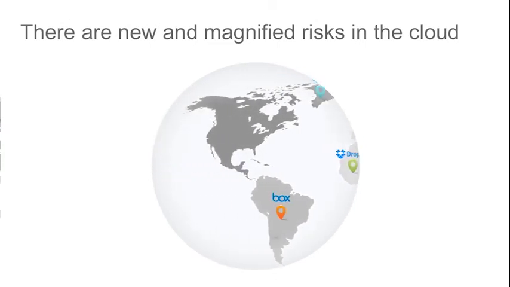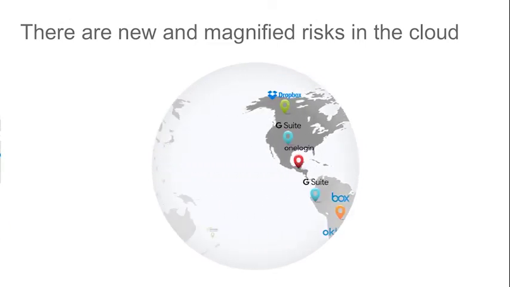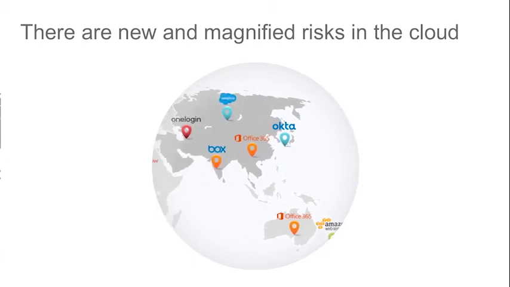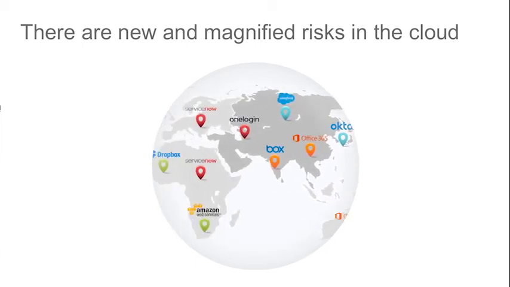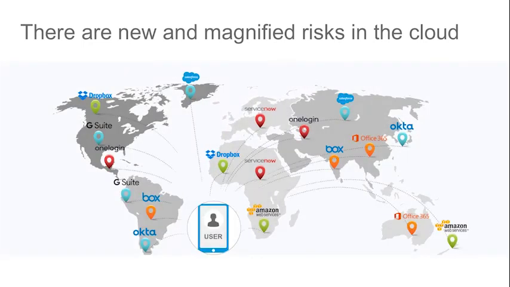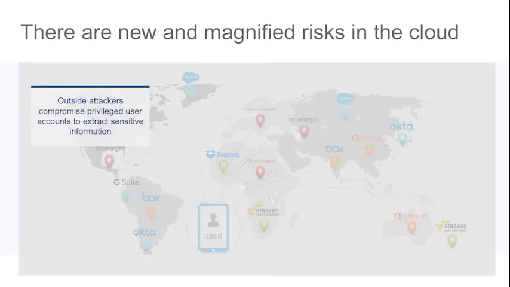With increasing potential for compromised accounts, data breaches, and cloud-native malware. Cloud app security is fundamentally a big data problem. There's too much going on for IT administrators to manually identify all the cloud apps that are in the environment. Outside attackers can compromise privileged user accounts to extract sensitive information.